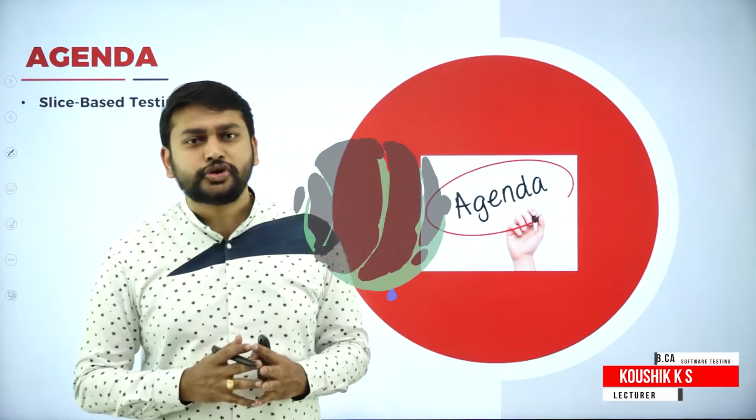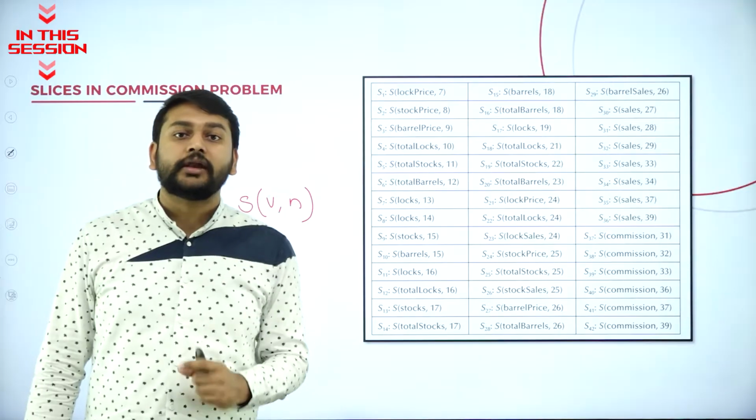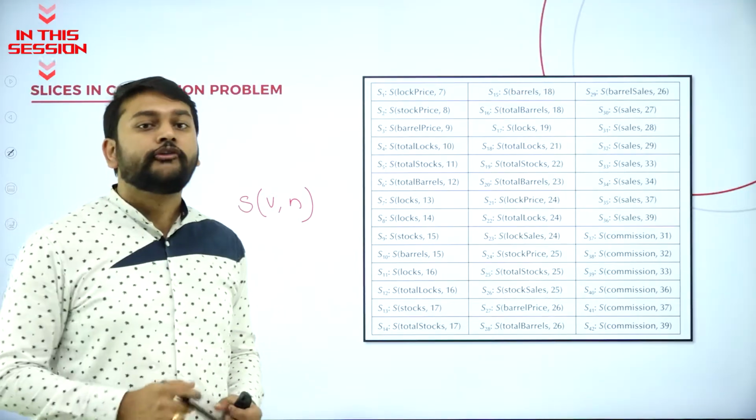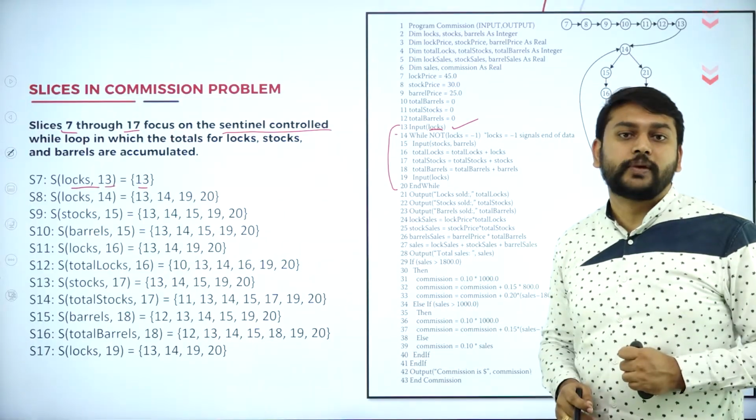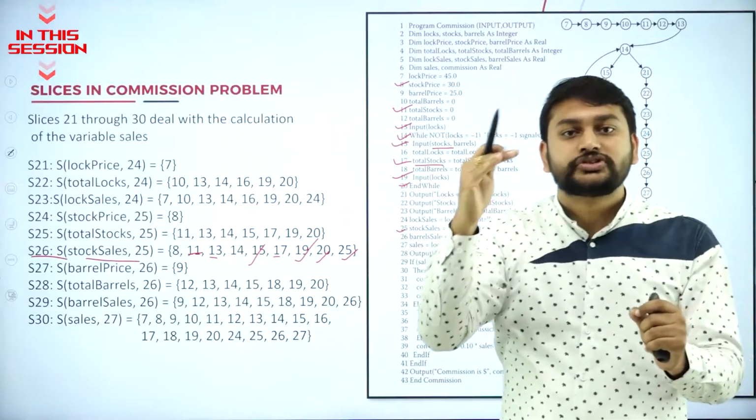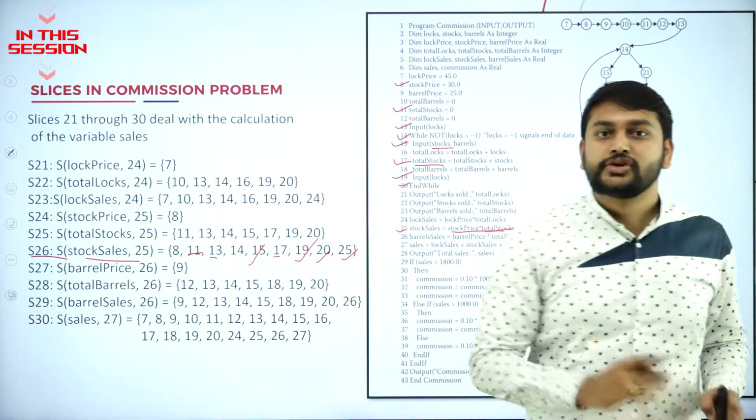What according to you is slice-based testing? So yes of V, N. What exactly is yes of V, N? I'm just defining the logs, so I have only one variable. So what are the lines which are dependent? That we will be taking separately. So that is what we call slicing.